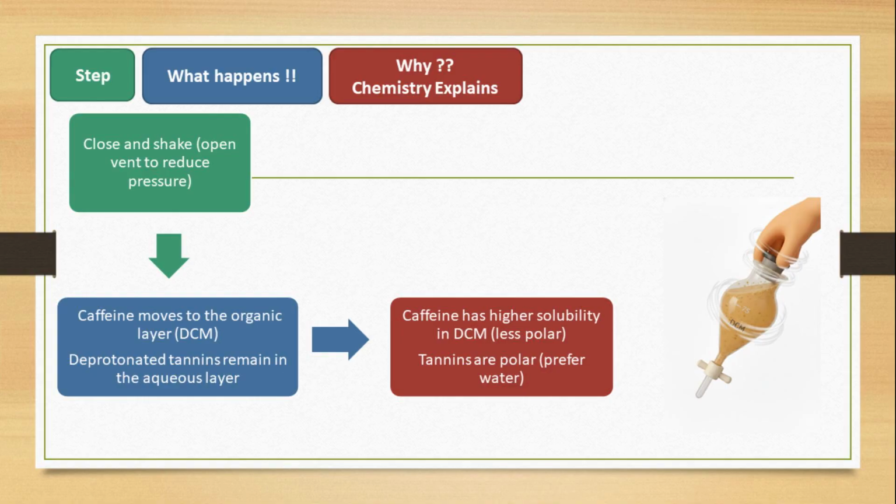to cross the boundary. But mixing must be done gently. Solvents like DCM are volatile, so pressure builds inside the funnel. Venting frequently is essential to avoid accidents. At the molecular level, caffeine rapidly moves into the DCM, while the deprotonated tannins remain safely in the aqueous phase.